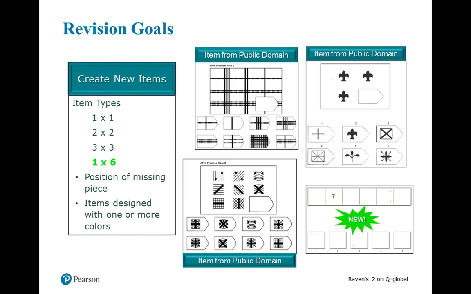They do retain, of course, the underlying cognitive constructs that were measured by the Ravens Progressive Matrices. In addition to the 3 traditional item types, the 1x1, 2x2, and 3x3, there's a new item type, a 1x6, that was included. And unlike the original Ravens Progressive Matrices, where the missing piece was always placed in the bottom right corner of the matrix, the position of the missing piece in the Ravens 2 matrices varies. And in addition, all of the items were designed with 1 or more colors to make them more interesting and aesthetically pleasing to the examinees.